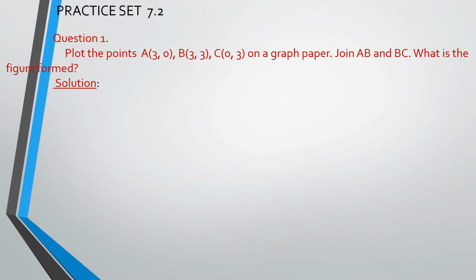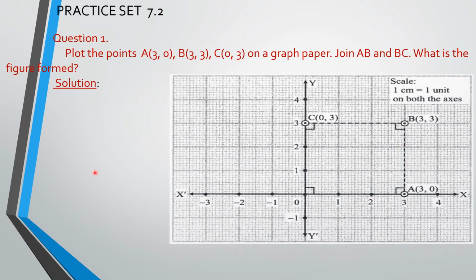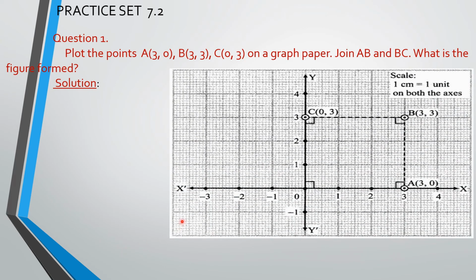Practice set 7.2, question number 1. Plot the points A of 3, 0, B of 3, 3 and C of 0, 3 on a graph paper. Join AB and BC and what is the figure formed? First, on a graph paper, plot the points A of 3, 0, B of 3, 3 and C of 0, 3. First, you have to draw the x-axis, that is x dash, and the vertical line is y dash.